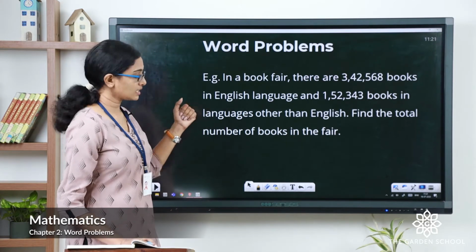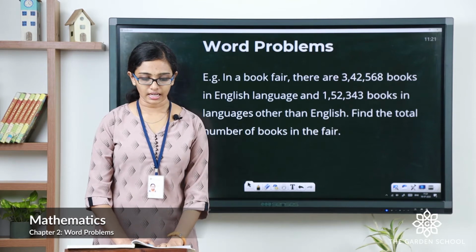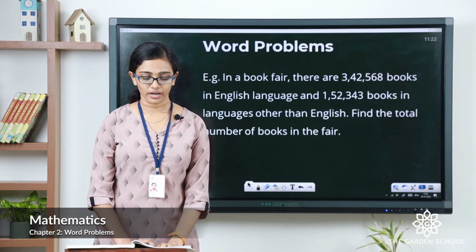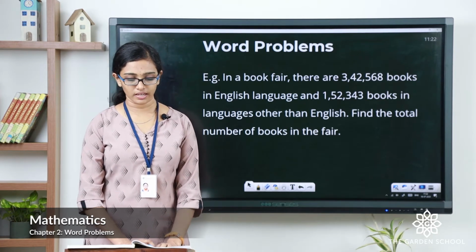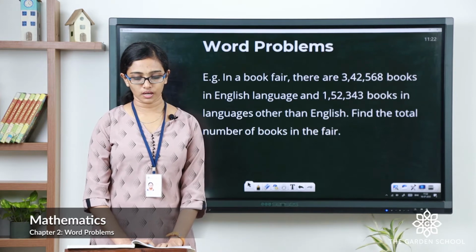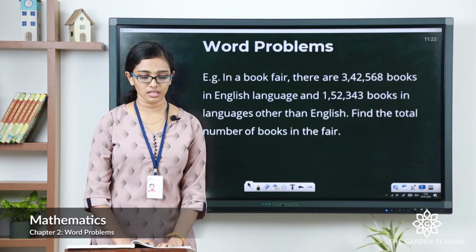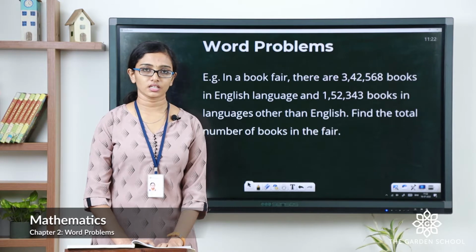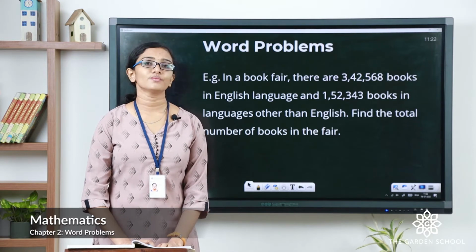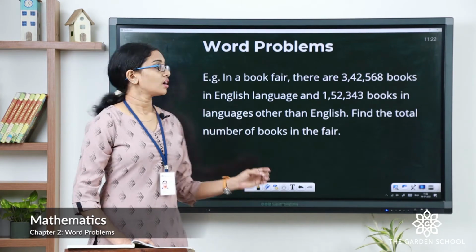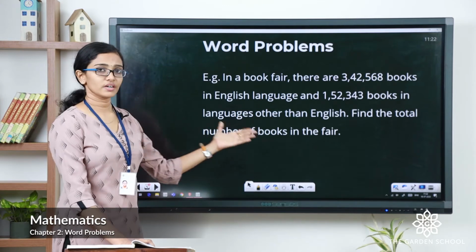Look at this question. In a book fair, there are 3,42,568 books in English language and 1,52,343 books in languages other than English. Find the total number of books in the fair. So, what is the first step? We have to identify the keywords.